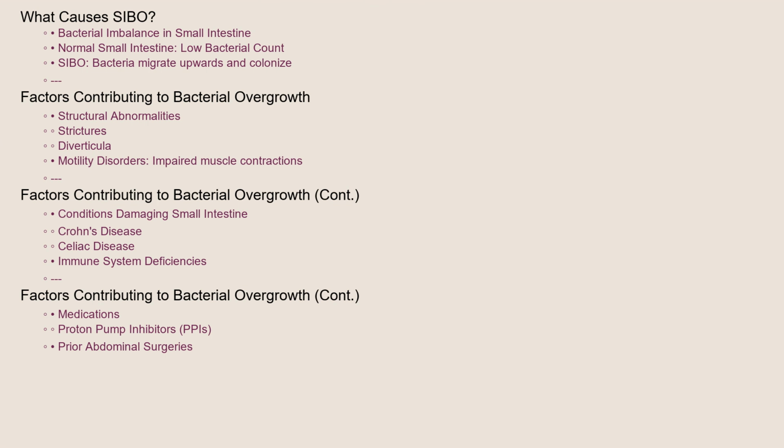These include structural abnormalities in the small intestine, such as strictures or diverticula; motility disorders, where the normal muscle contractions that move food through the digestive tract are impaired; conditions like Crohn's disease or celiac disease that can damage the small intestine; immune system deficiencies; and even certain medications like proton pump inhibitors, or PPIs, which reduce stomach acid and can alter the gut environment. Prior abdominal surgeries can also sometimes contribute.